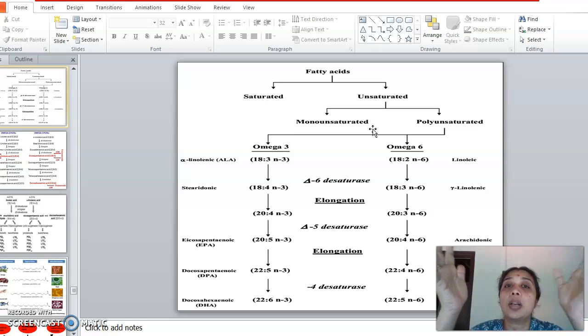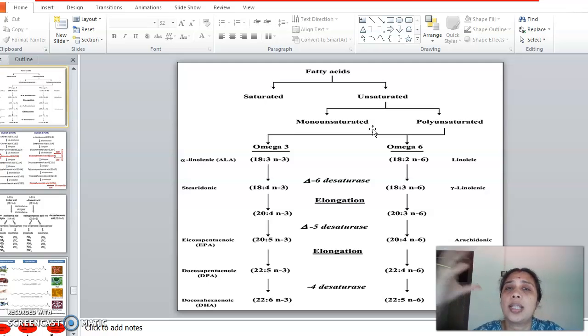So palmitic acid undergoes desaturation to give palmito-oleic acid, while stearic acid, the next higher member, undergoes desaturation to give rise to oleic acid. That's the difference between stearic acid and palmitic acid and their corresponding unsaturated fatty acids. So where does the unsaturation happen? Desaturation and unsaturation are all the same.